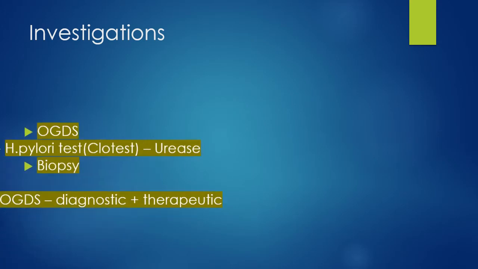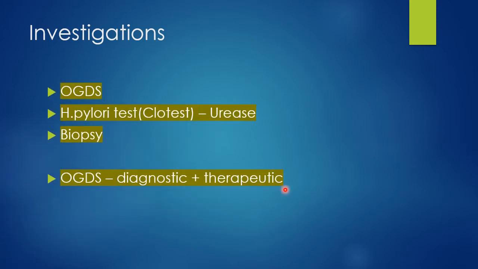Next, investigations. The main investigation of upper GI bleed is OGDS, or esophagogastroduodenoscopy. This is a compulsory examination for all cases of upper GI bleeding, and this can be done as an emergency or as an elective case.